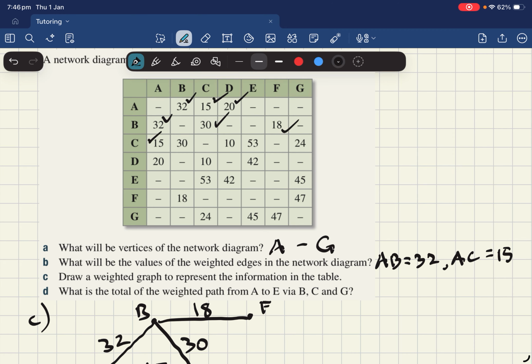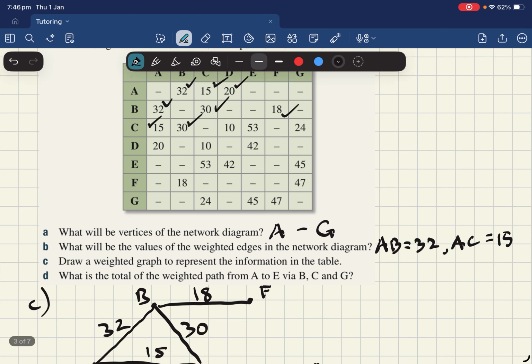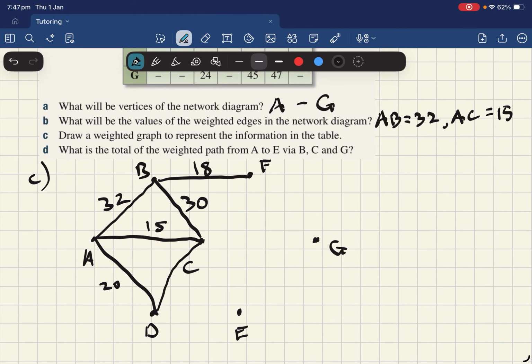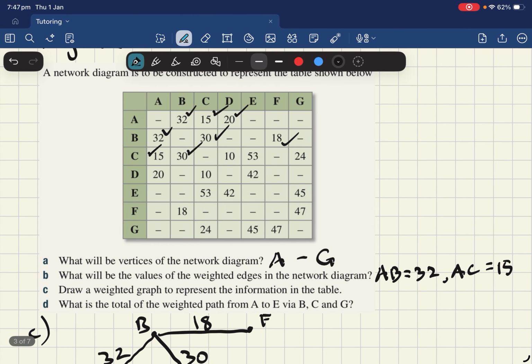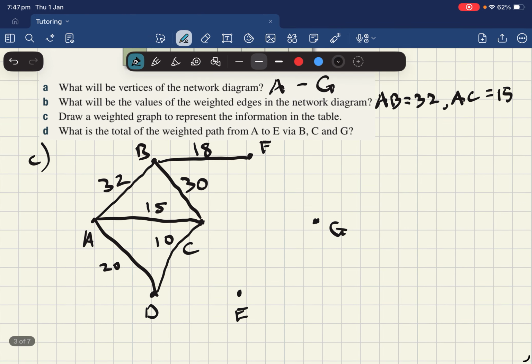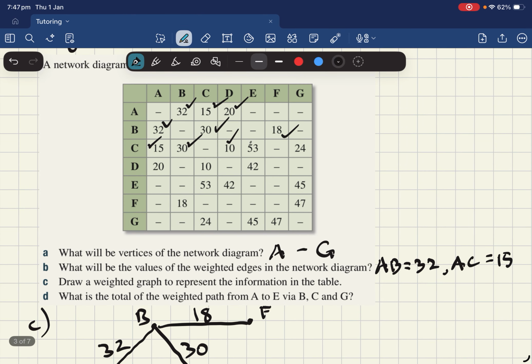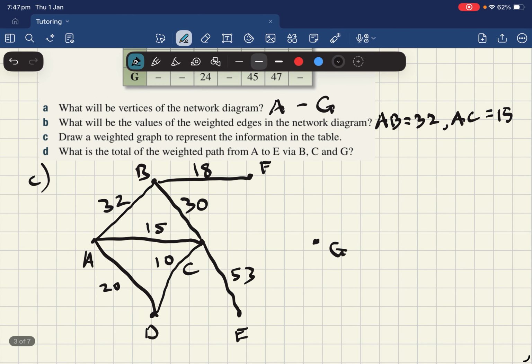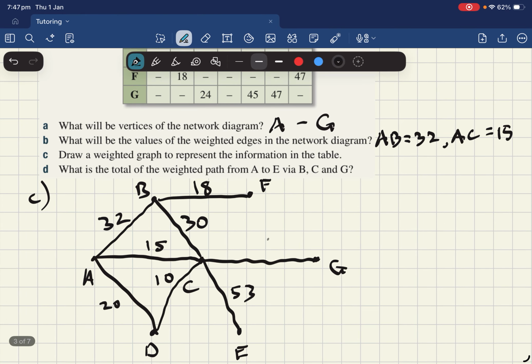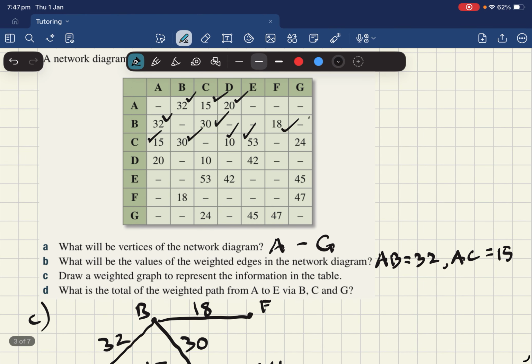We've done A to C already. We've done this one already. C to D. C connects with E, which has a weight of 53. And C connects to G, and that has a weight of 24. Moving on, we've already done this one, and you can see, like I said before, a lot of these mirror. So we basically don't have to do them again because we've already done the edge.